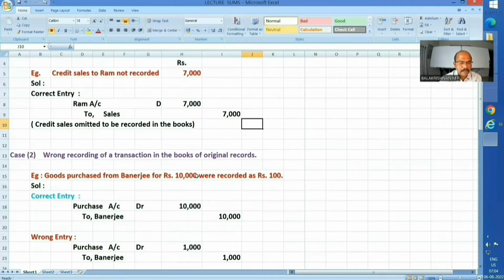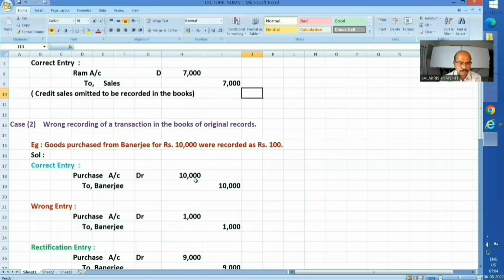Okay. Now, case 2. Wrong recording of a transaction in the books of original records. Example, goods purchased from Banerjee for rupees 10,000 were recorded as rupees 100.